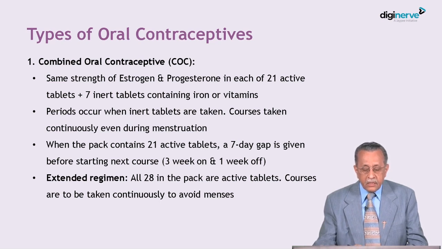In some instances, the pack contains only 21 active or hormone-containing tablets. Here, a 7-day gap is given after the 21 tablets are over. The regimen is called 3 weeks on and 1 week off.